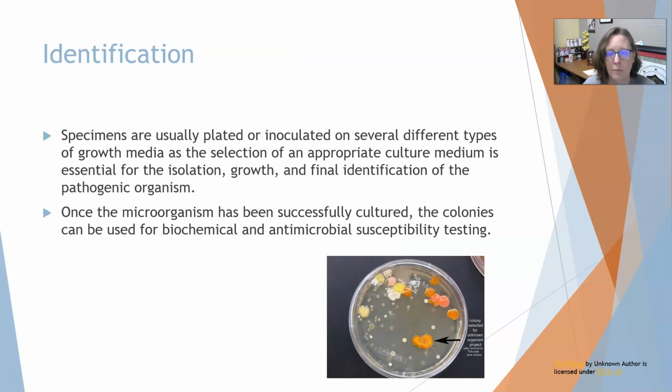And then we can identify them. Once the specimens are plated or inoculated on several different types of growth media, so different plates, right? Depending on what type of specimen is sent, we set up different agar plates. Inoculating is getting the bacteria culture from the sample, getting the bacteria on there, and then we put them in the incubator, and we hope that they grow.